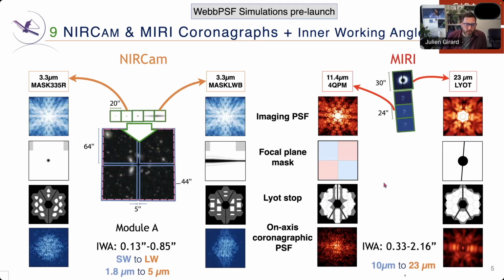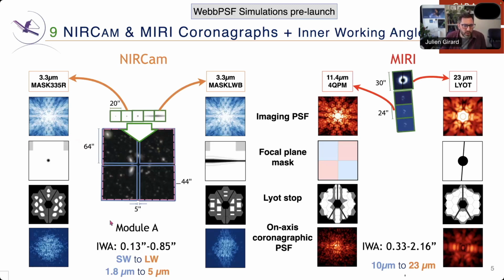The MIRI coronagraphs are a little bit more modern and aggressive in a way. So they are 4-quadrant phase masks, phase coronagraphs. And so they are designed to basically reach almost 1 lambda over D inner working angle, whereas for the NIRCam coronagraphs the design is less aggressive and more forgiving in a way. And so it's designed to reach 4 to 6 lambda over D inner working angle. So we define the inner working angle here as the location from the mask center where you have 50% throughput.